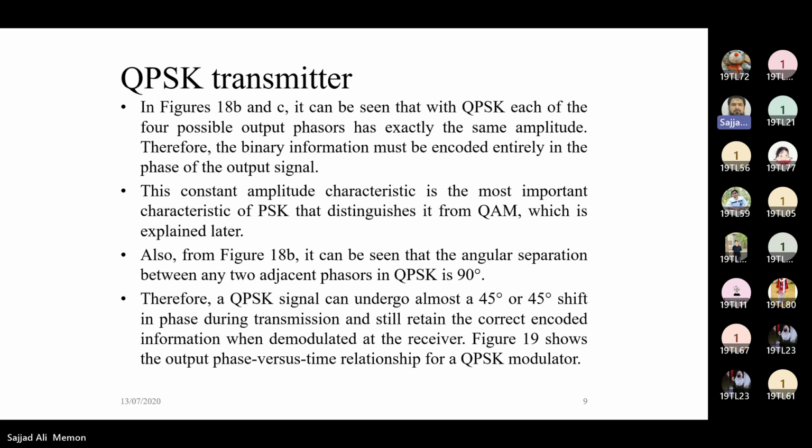Also from figure 18b, it can be seen that the angular separation between any two adjacent phasors in QPSK is 90 degrees. Therefore, a QPSK signal can undergo almost a 45 degree shift in phase during transmission and still remain the correct encoded information when demodulated at the receiver. Figure 19 shows the output phase versus time relationship for a QPSK transmitter.